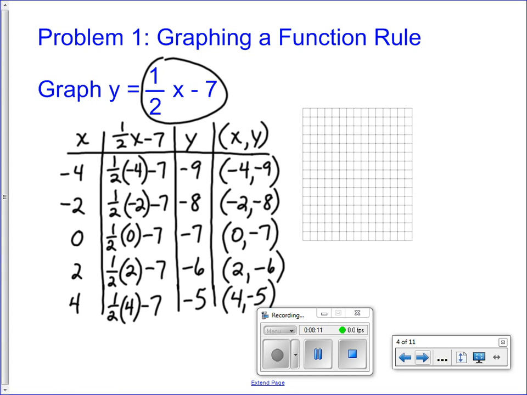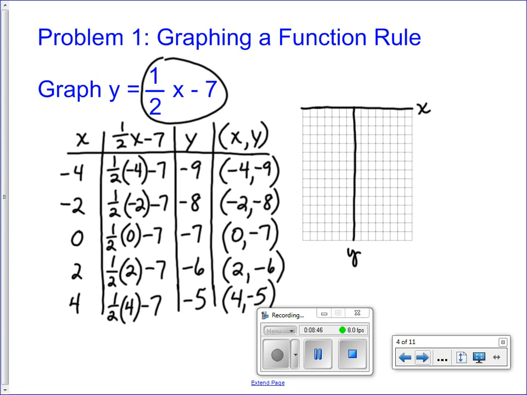I'm going to put my x-axis up here and my y-axis here along the side. No, I can't do that. Hang on. Let me draw that again. All right. Okay. I need to put my y-axis here in the middle. All right, and I'm going to label it. All right, so here we go.